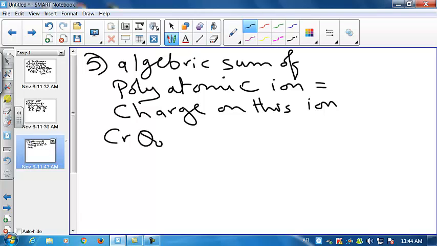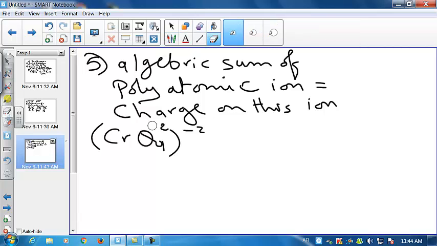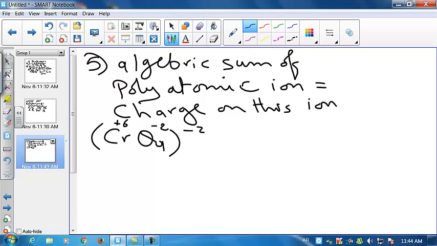CrO4, chromate. Chromate has a total charge of -2. The normal oxidation number for the oxygen is -2. -2 times 4 is -8. So chromium must have an oxidation number of +6, such that the total charge is -2.